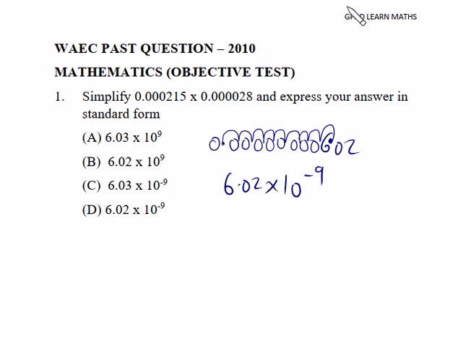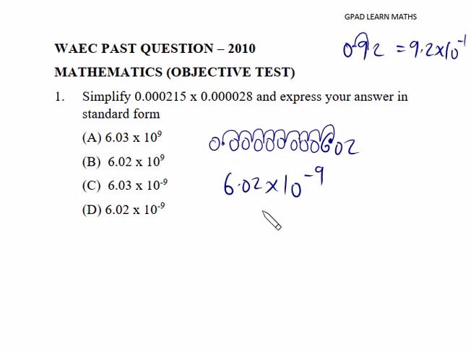So anytime you have a number, let's say 0.92, if you are asked to write this number in standard form, the point is here, so you move it 1. This will be 9.2 times 10 raised to the power of minus 1. Again, this number is less than 1. So that is how you write numbers in standard form.